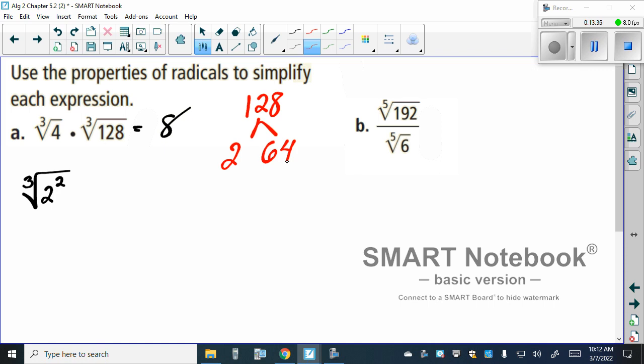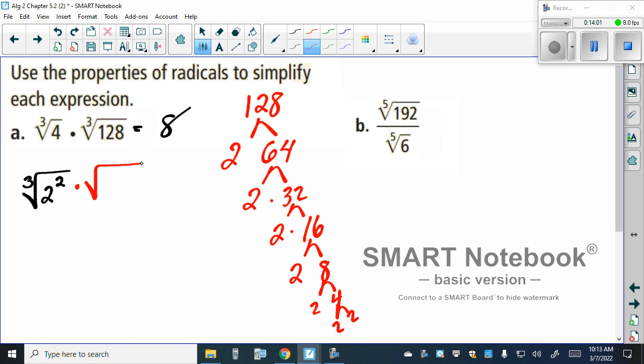Is 64 a perfect cube? Okay, so, well, we can keep going, say 2 and 32. 32 is 2 and 16. 16 is 2 and 8. 8 is 2 and 4 is 2 and 2. Well, we get what? 1, 2, 3, 4, 5, 6, 7. Third root of 2 to the 7th.